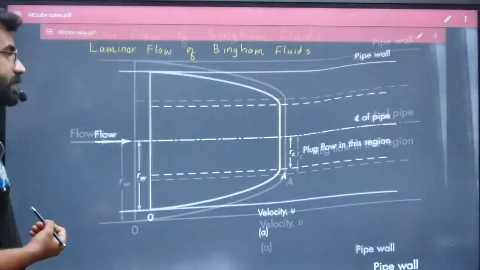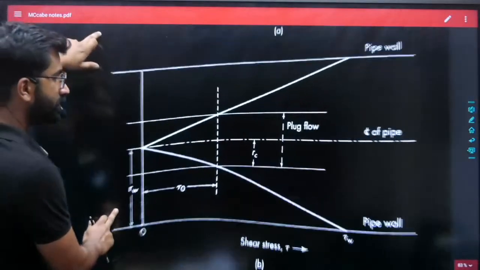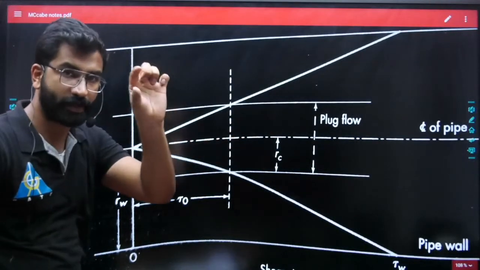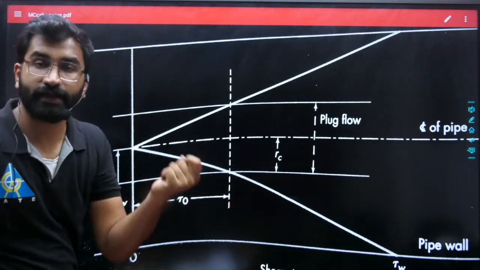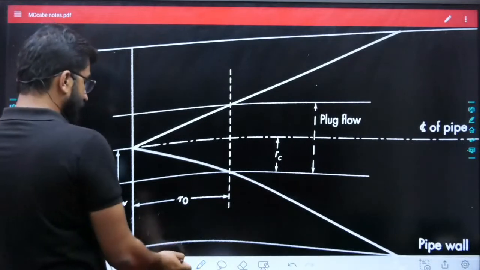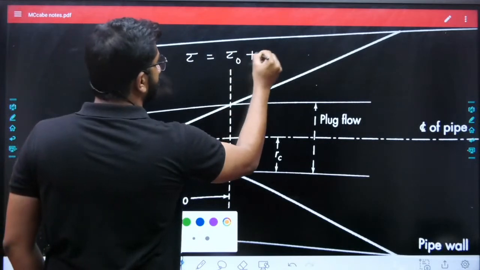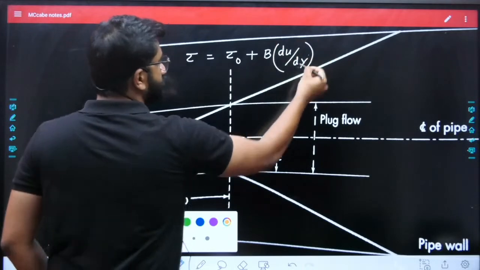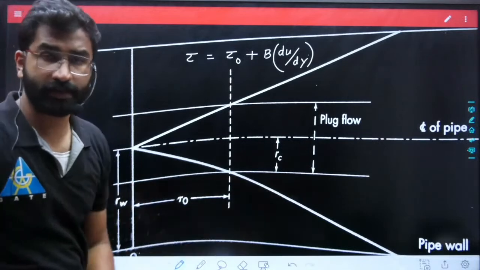So you can see here, if I draw the shear stress diagram, this will be like this, okay? Up to a distance RC, your stress is tau naught, that is yield stress. I hope you remember the equation for Bingham plastics. Tau is equal to tau naught plus B into du by dy. So the question was to find the value of tau naught.